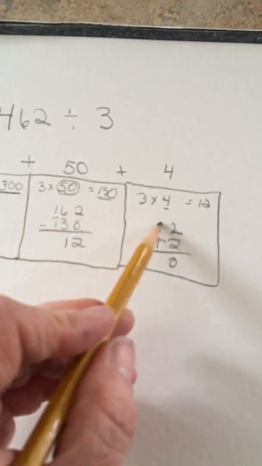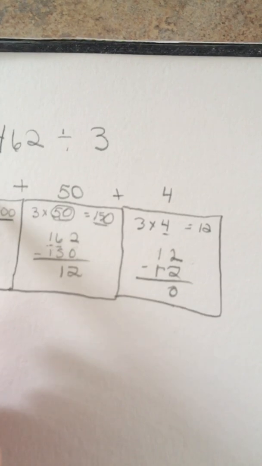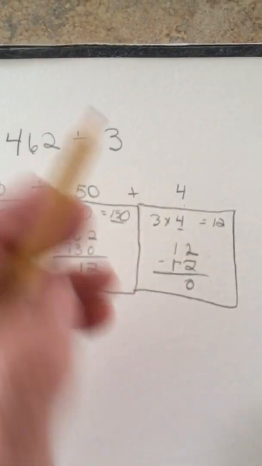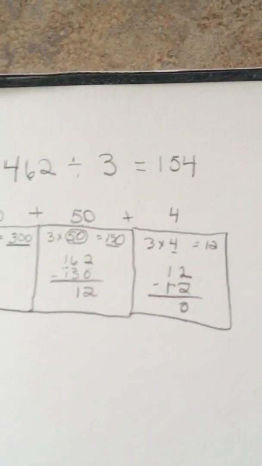So we don't need to subtract anymore because we have everything subtracted. So then we go ahead and add this up. It's 100 plus 50 plus 4 equals 154. And you're done.